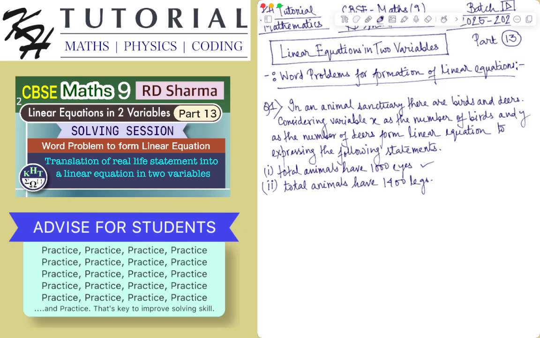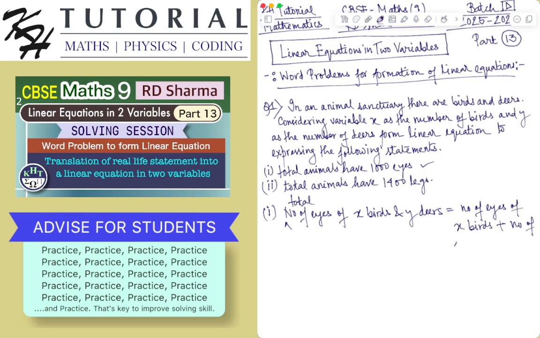So the total number of eyes of all the animals, x birds and y deers, will be the number of eyes of x birds plus the number of eyes of y deers.